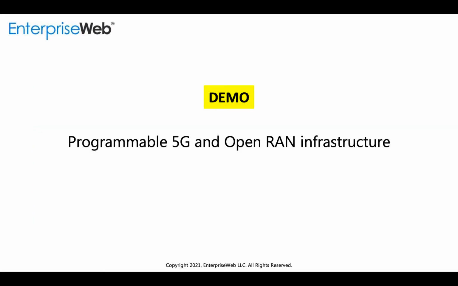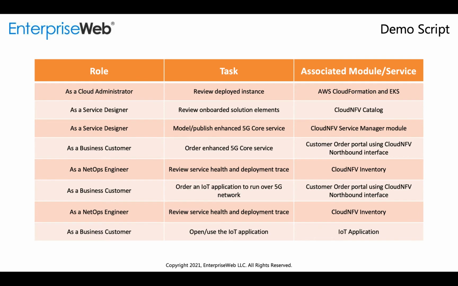Hi, I'm Bill Malik, Chief System Architect with EnterpriseWeb. I'm going to be giving you the demo now. As mentioned, programmable 5G with Open RAN infrastructure. Through the course of the demo, I'm going to play a number of roles or personas that will span across AWS interfaces, the EnterpriseWeb modules themselves, and then some customer portal samples that we stood up just to show you how ordering can be done.